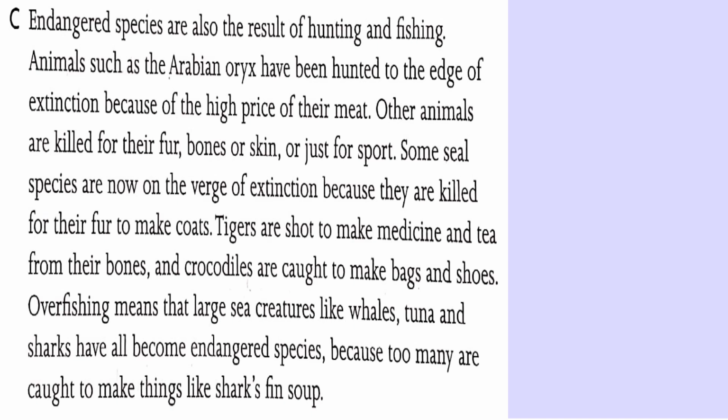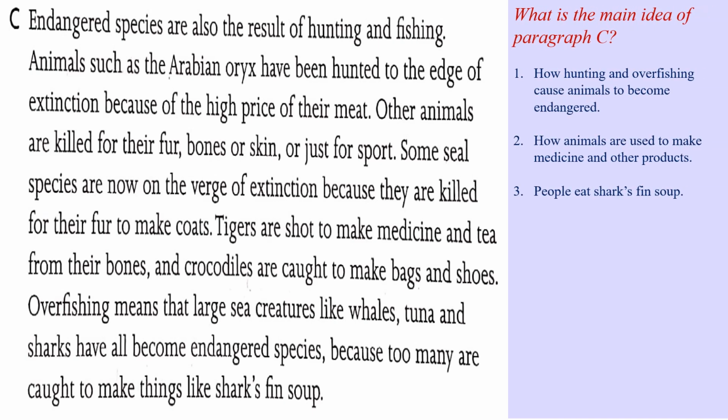Tigers are shot to make medicine and tea from their bones. And crocodiles are caught to make bags and shoes. Overfishing means that large sea creatures like whales, tuna, and sharks have all become endangered species because too many are caught to make things like shark's fin soup. And here is your question. What is the main idea of paragraph C?